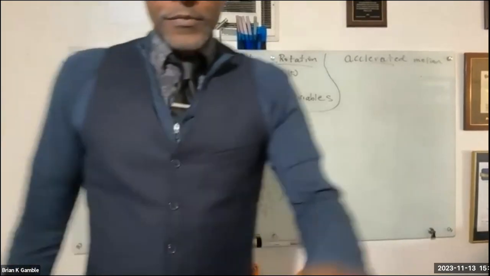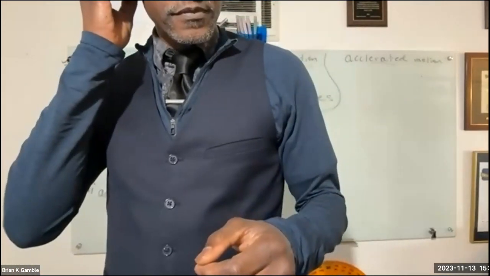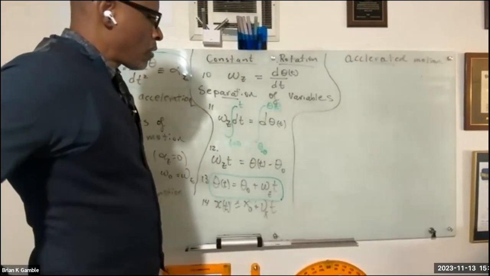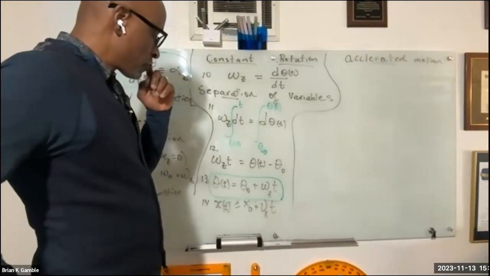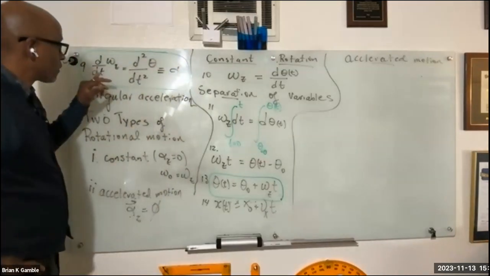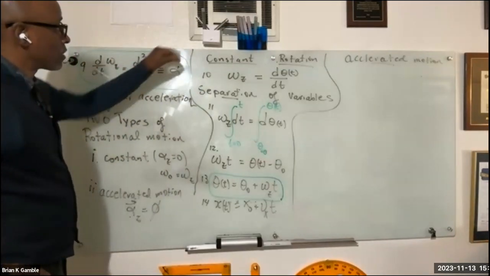All right, I think we're back. So I wanted to finish deriving these equations of motion for rotation. To get the first equation, the velocity equation for accelerated motion, we start with this one.